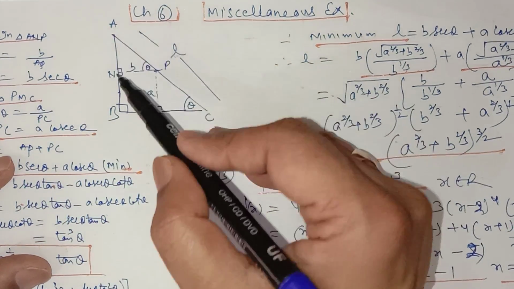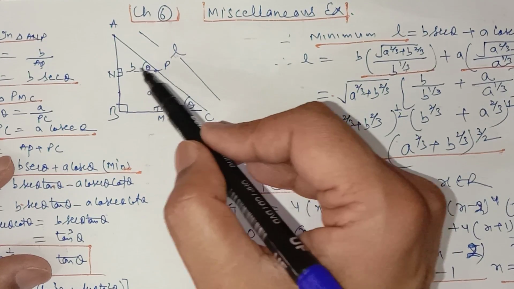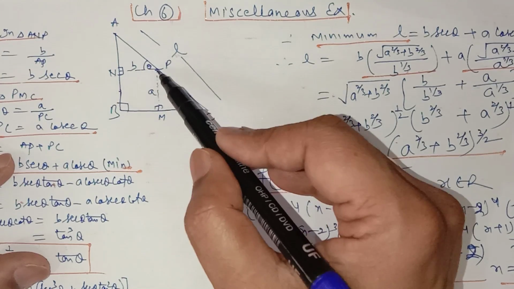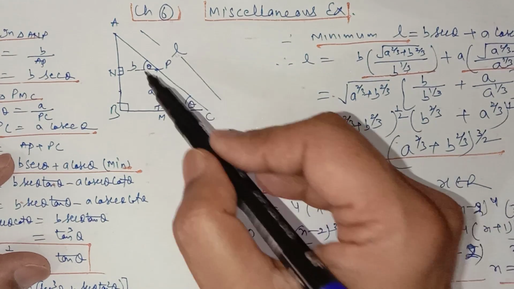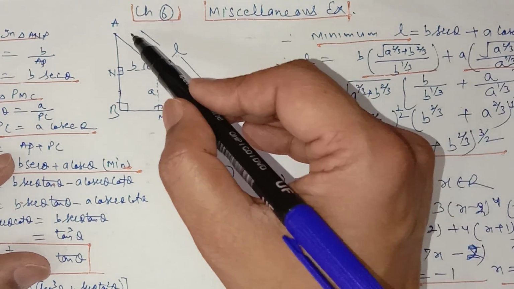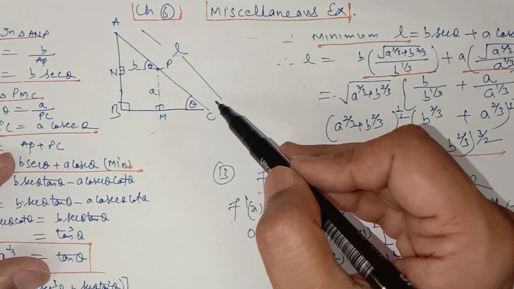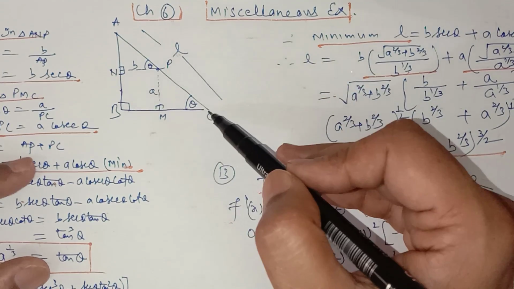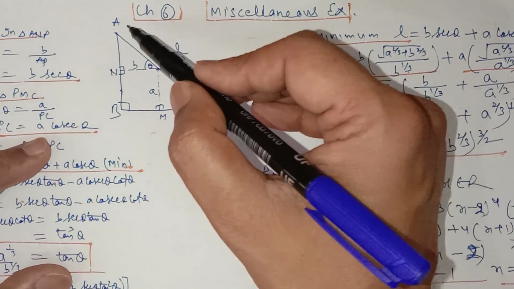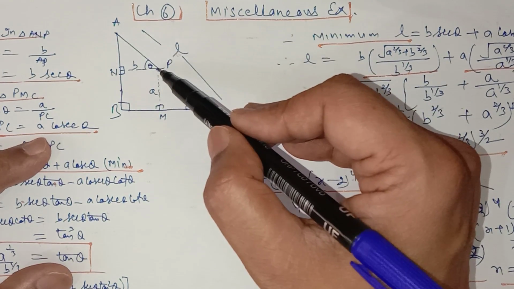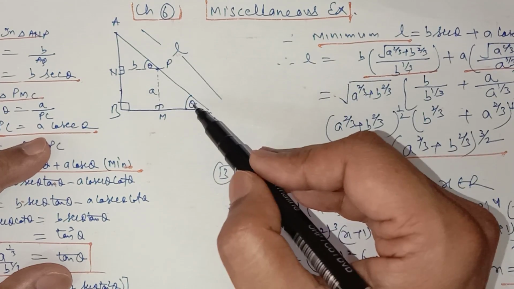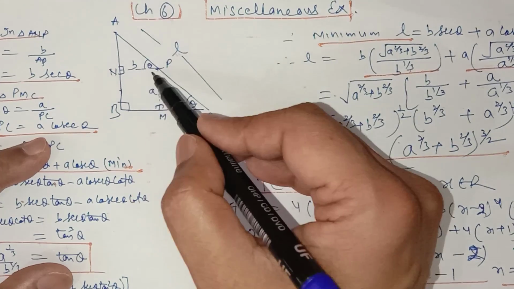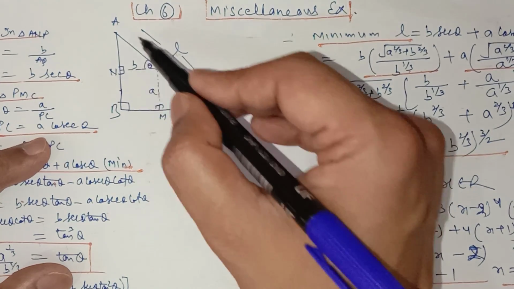Now in triangle APN, we know the base, so cos theta is equal to b upon AP. We are trying to find the values of AP and PC in terms of a, b and theta, so that we can find the hypotenuse of this triangle, which is AP plus PC. So the value of PC comes out to be a cosec theta, and the value of AP comes out to be b sec theta.